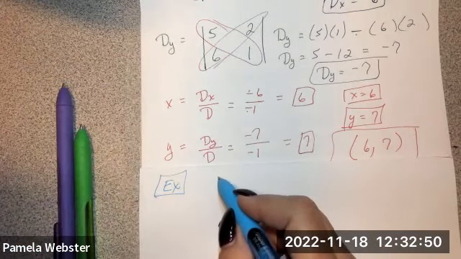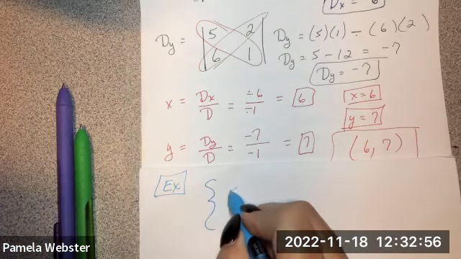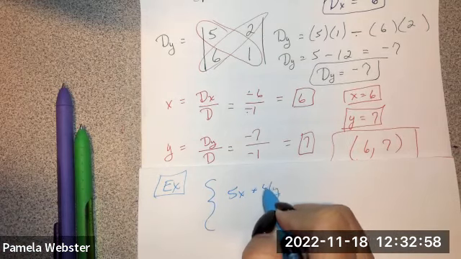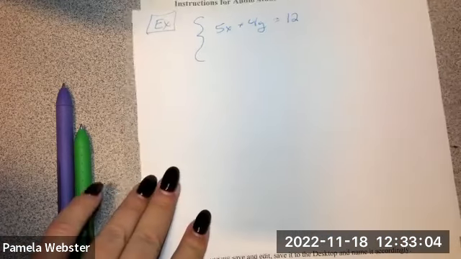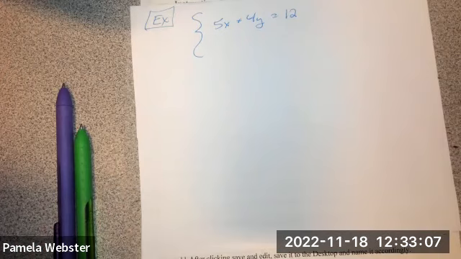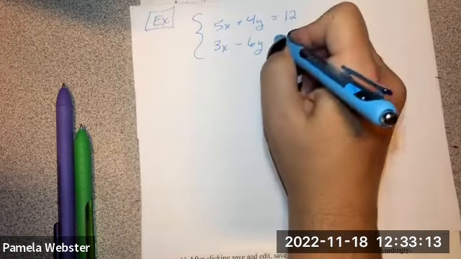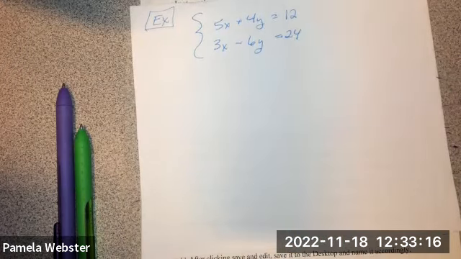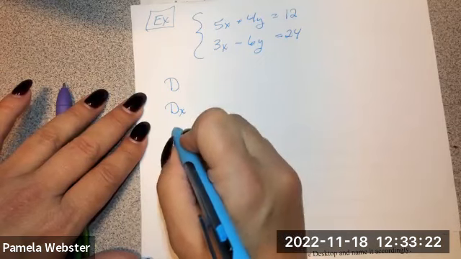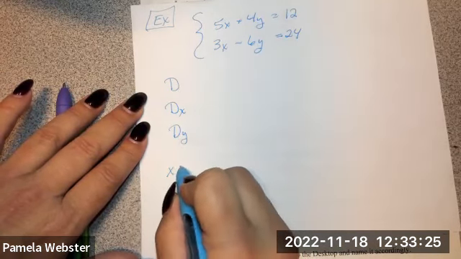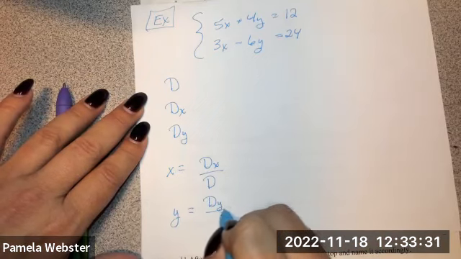It says, use Cramer's rule to solve the system, and it looks like 5x plus 4y is equal to 12. 5x plus 4y equals 12. And 3x minus 6y is equal to 24. Remember, you're going to want to find your d, your dx, and your dy. And then to find your x, you do the dx over the d. And to find your y, you do the dy over the d.